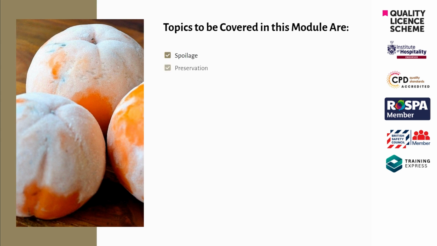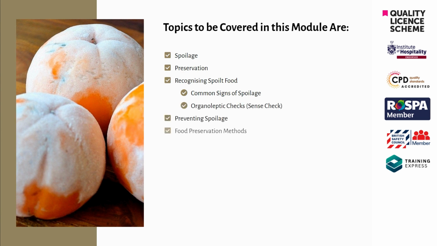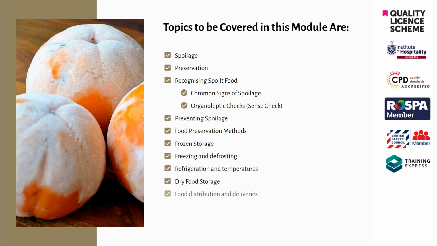Topics to be covered in this module are spoilage, preservation, recognizing spoiled food, common signs of spoilage, organoleptic checks, sense check, preventing spoilage, food preservation methods, frozen storage, freezing and defrosting, refrigeration and temperatures, dry food storage, food distribution and deliveries, food labeling and storage, use by and best before dates.